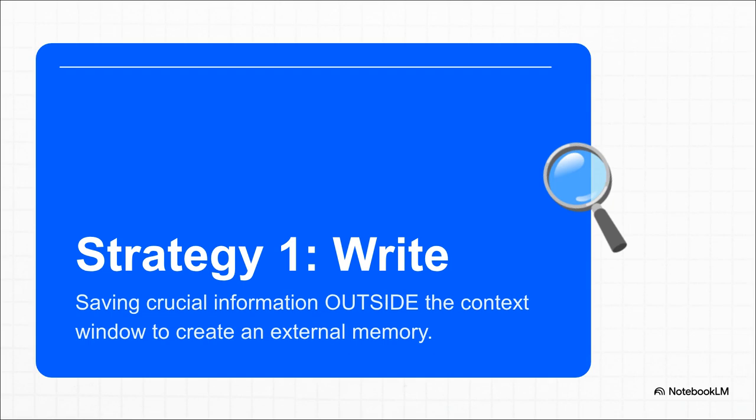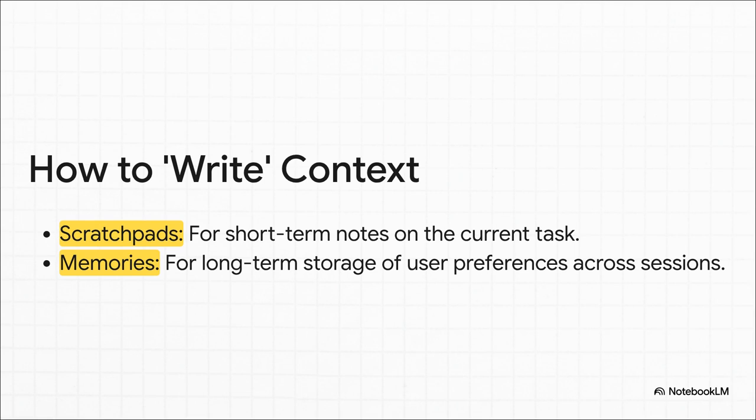The idea here is so simple but so powerful. Stop forcing the AI to keep everything in its head. You need to give it a way to save important stuff externally. It's basically like giving the AI a notebook and a pen. In practice, this looks like a couple of things.